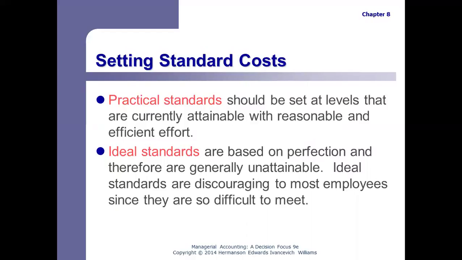So ideal standards are generally unattainable because they're almost impossible to meet, because there is never such a thing as perfect conditions. So if you set goals based on ideal standards, it's kind of discouraging because you can never meet the standards, because again, they're based on perfection. So it's a detriment as far as employee morale, because if you have goals that nobody can ever meet, that's going to lead to employees' dissatisfaction.